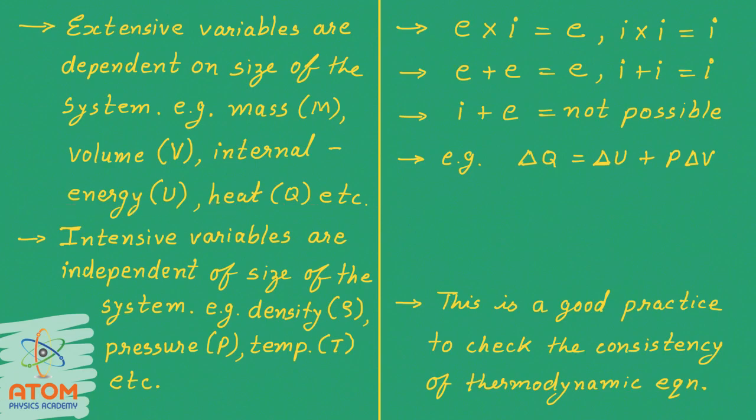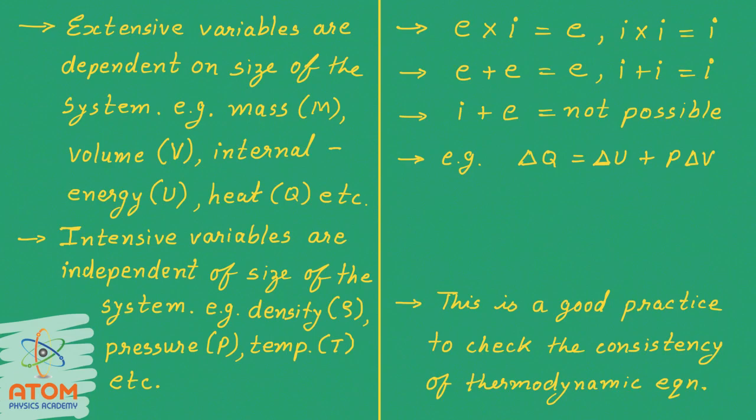Then heat. Though heat is not a state variable, still heat depends on the size of the system. That's why it is an extensive variable. Thus, these are the variables which depend on the size of the system, and that's why they are known as extensive variables. Now, intensive variables are such variables which are independent of the size of the system. Let us say density rho, pressure P, temperature T, etc.